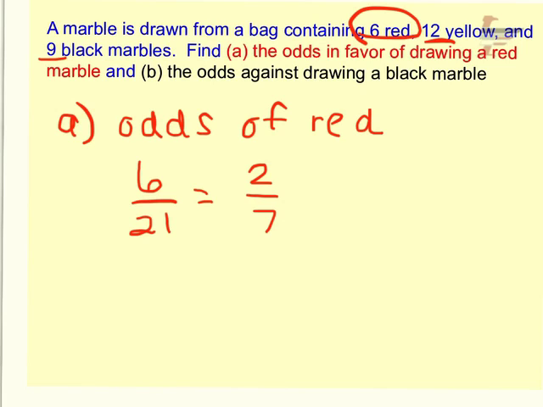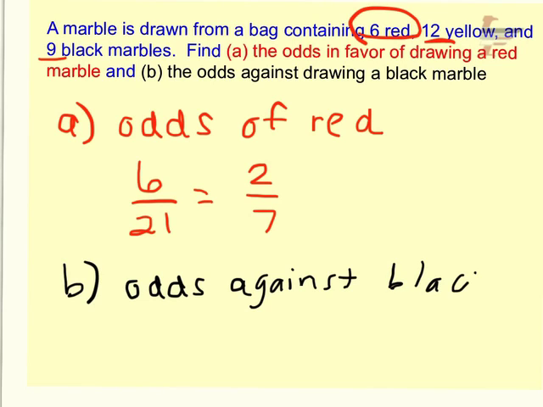Okay, then part B asks you for the odds against drawing black. So I don't want black first, right? Because it's odds against black. So how many not black? Well, I have 9 black, so that means I have 6 plus 12, so 18 not black. Against how many blacks do I have, which is 9, and that reduces to 2 to 1. So I have 2 to 1 odds of not getting black, or against black.